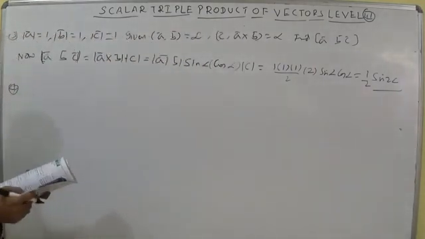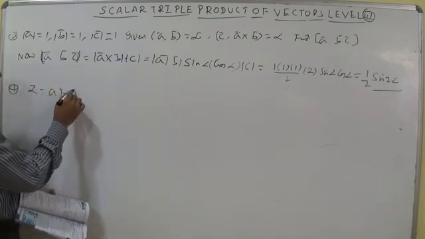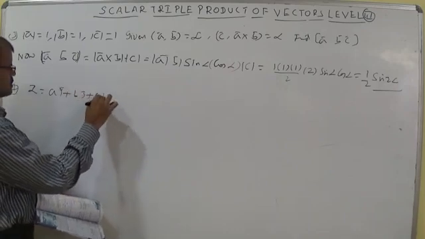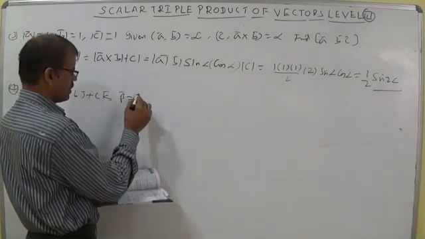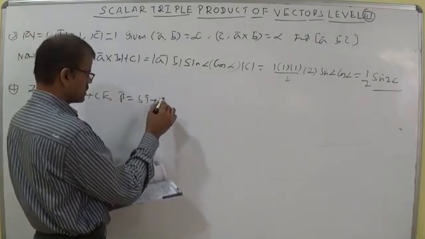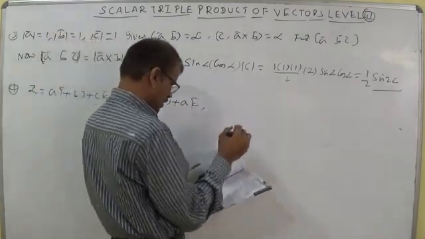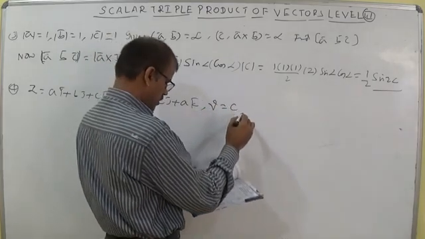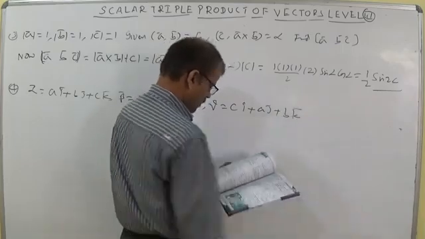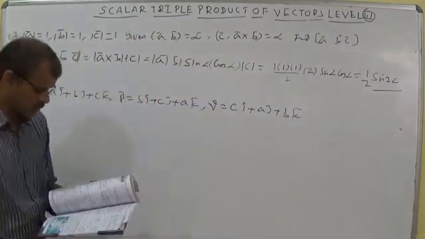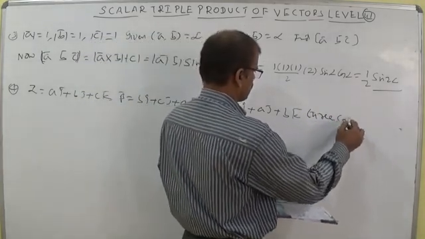Fourth one. Alpha bar is equal to Ai bar plus Bj bar plus Ck bar. This is alpha. Next beta bar. Alpha given and beta given as Bi plus Cj plus Ak. And gamma also given. Gamma given as Ci plus Aj plus Bk are three coplanar vectors. Coplanar vectors. Three coplanar vectors.